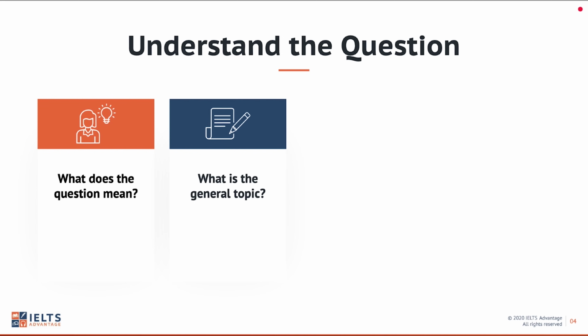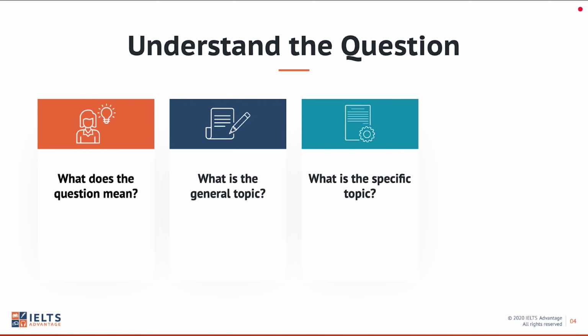One of the key mistakes that we see students making is looking quickly at the question and then just writing everything they know about the general topic. You want to avoid that key mistake by taking step 3, which is what is the specific topic that they're asking you about? You're not going to write generally about the general topic.